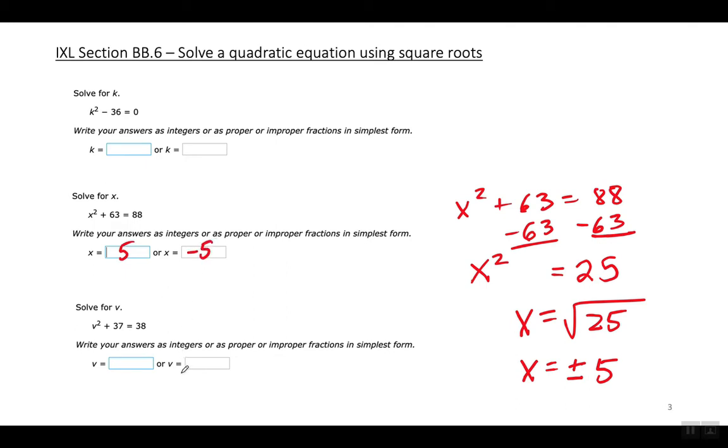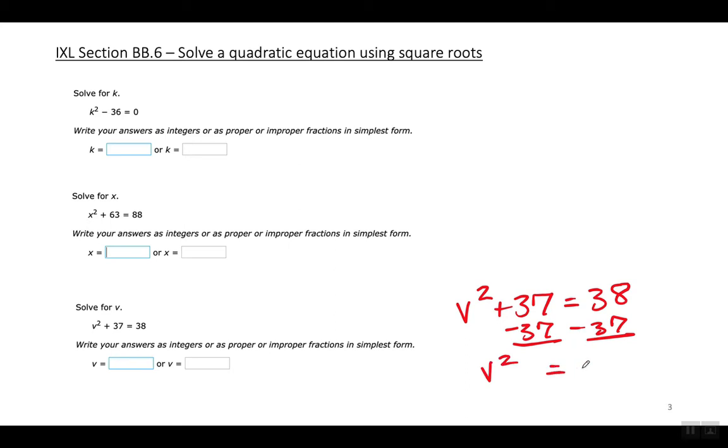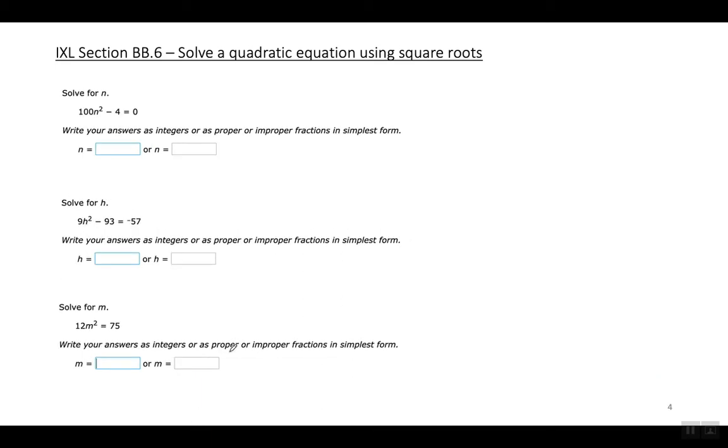Very simple. And the last example here, v squared plus 37 equals 38. I move 37 to the right by subtracting from both sides. So v squared equals positive 1. So v equals the square root of 1, which is positive and negative 1, because the square root of 1 is 1 as well as negative 1. So v equals positive 1 and v equals negative 1.